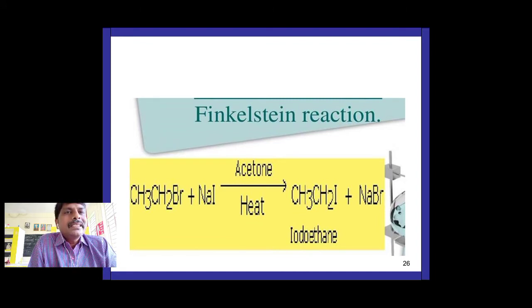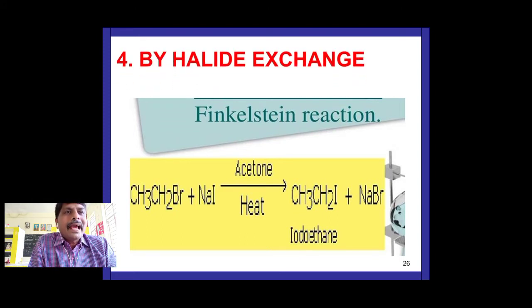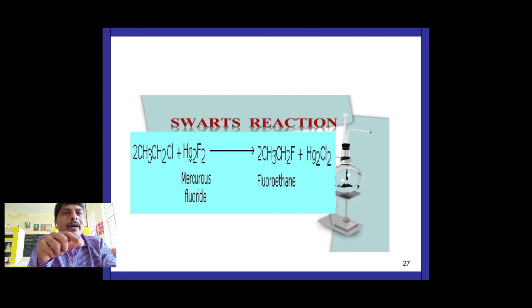This type of exchange is possible with two named reactions. These named reactions are very important from the examination point of view. One is the Finkelstein reaction. Here bromoethane reacts with sodium iodide to get iodoethane, by halide exchange. So what is the name here? Finkelstein reaction to prepare iodoethane. F is there, you remember, F, Finkelstein reaction. What is the compound prepared? Iodoethane.